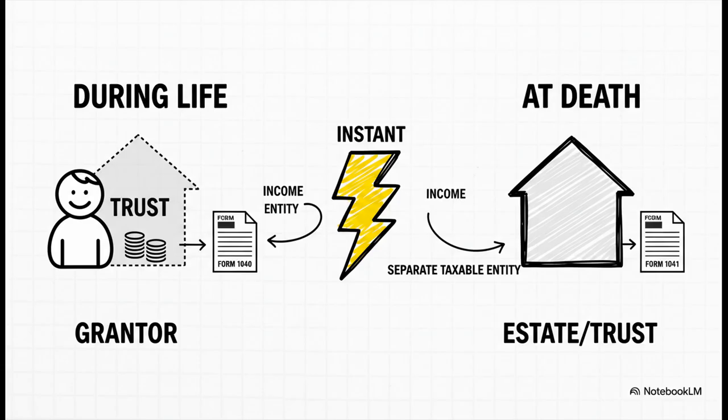Everything just flows to their 1040. But the literal instant they die, that trust transforms into a brand new separate taxable entity that needs its own tax return, the Form 1041. Automated systems almost never catch this instantaneous switch, which just adds to the reporting mess.